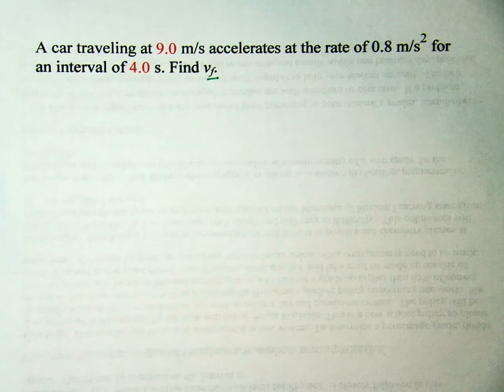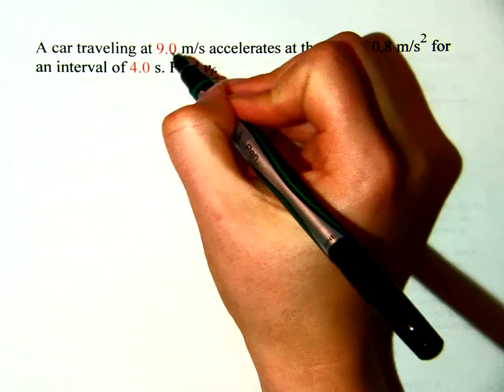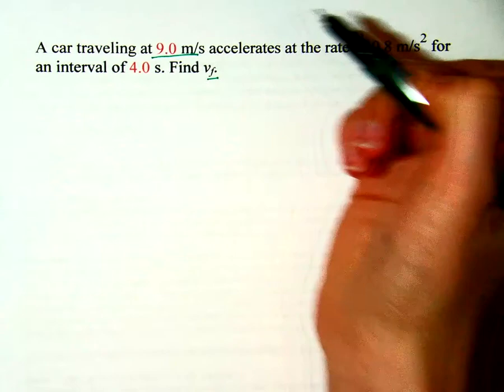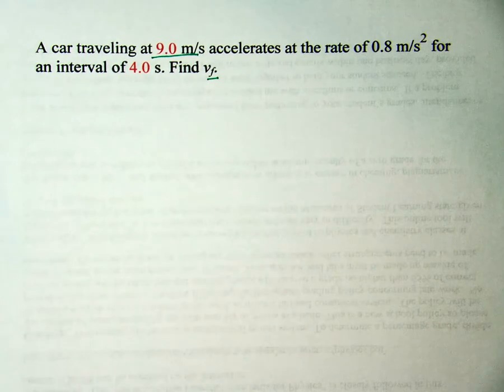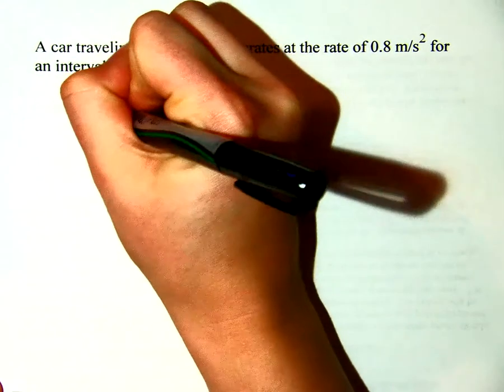So, with our goal approach, we list our knowns and our unknowns first. We'll take this one number at a time, starting with this 9 meters per second. The question says a car is traveling at 9 meters per second, so that's what it starts out with, or its initial velocity.